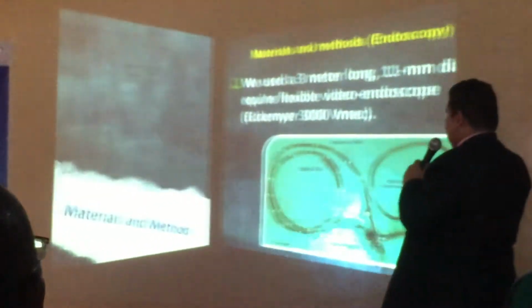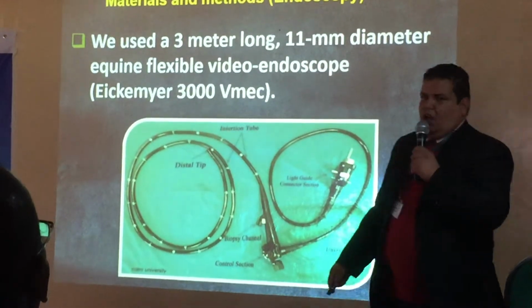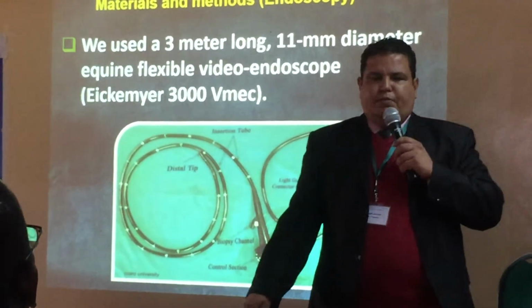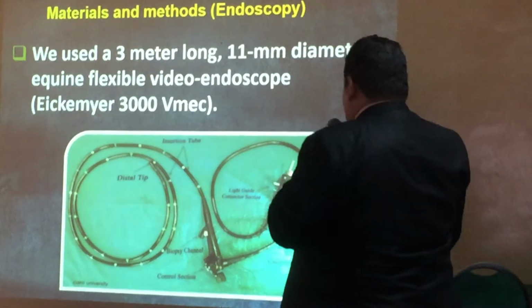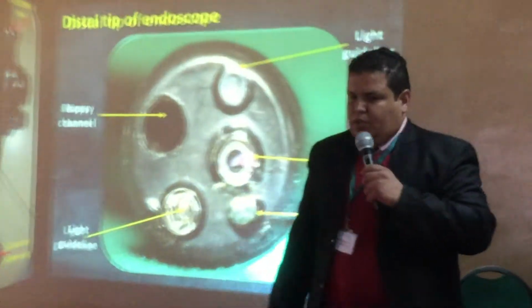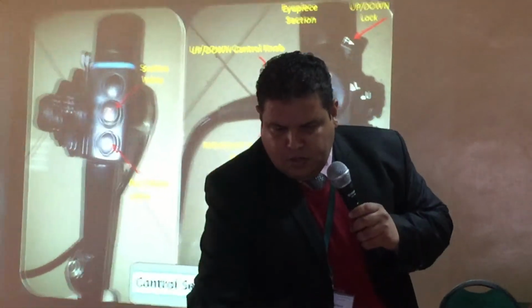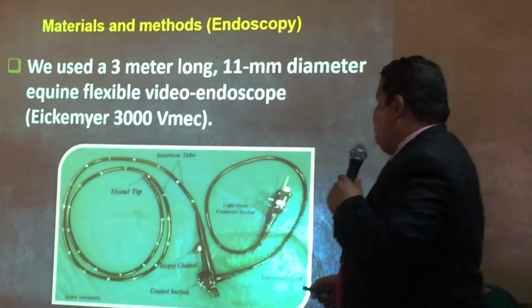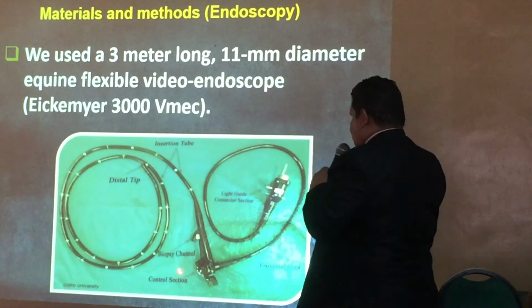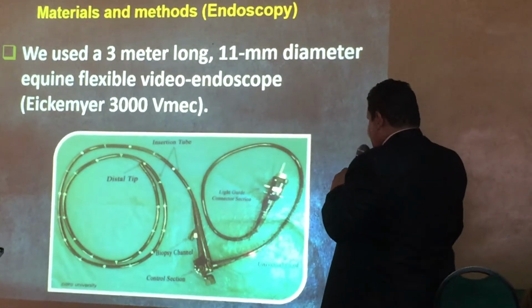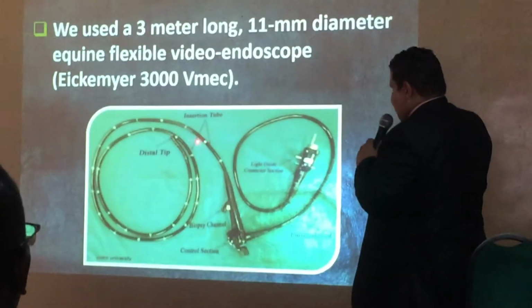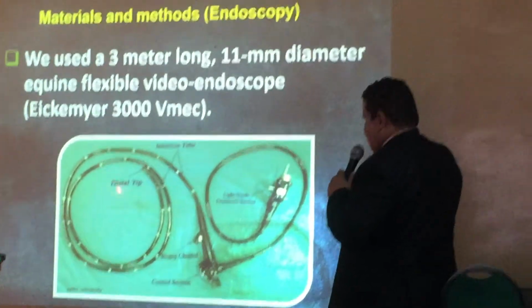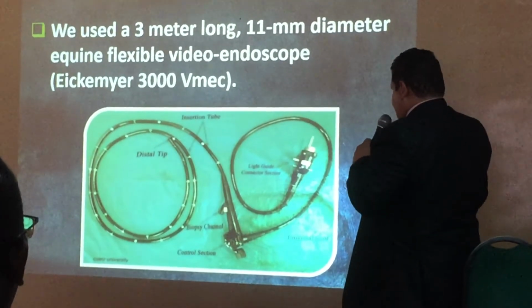Materials and methods. We used a 3 meter long, 11 millimeter diameter equine flexible video endoscope. The endoscope is composed of 3 parts: the control hand, the universal cord connected with the light source, and the insertion tube, which is inserted into the animal's respiratory tract, with the distal tip.